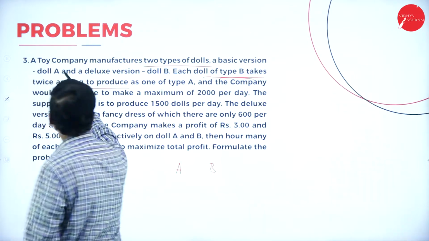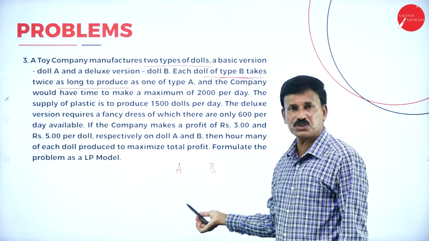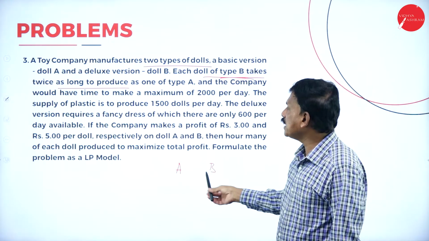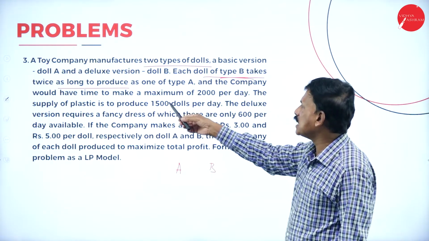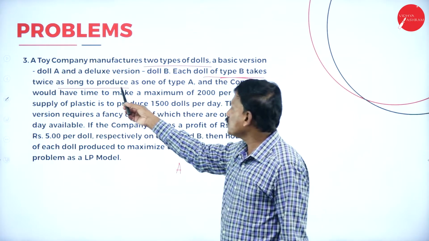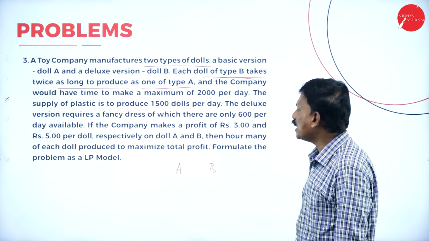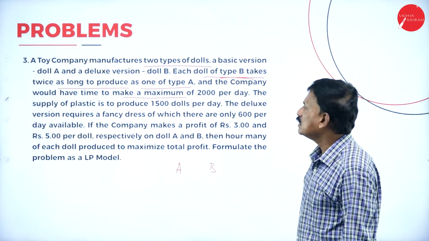What is the problem? A company manufactures 2 types of dolls, A and B. A and B are the 2 types of dolls. A basic version of doll A and deluxe version of doll B. Each doll of type B takes twice as long to produce as one of type A, and the company would have time for a maximum of 2000 per day.